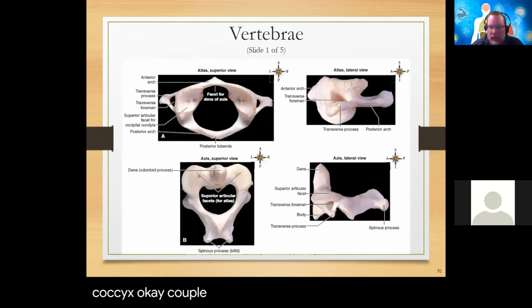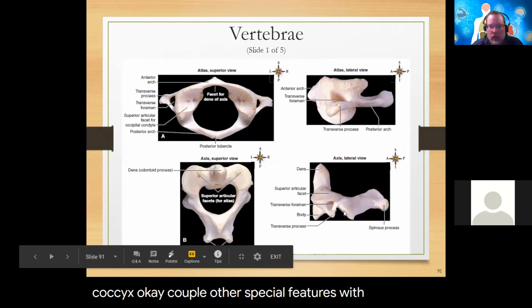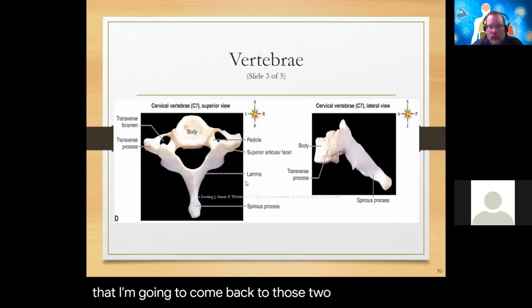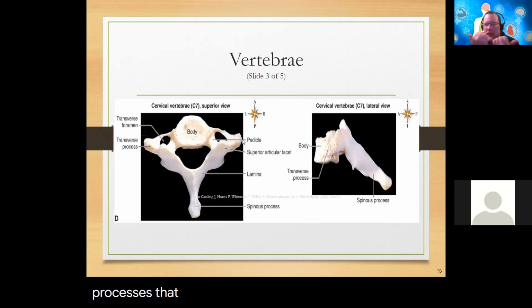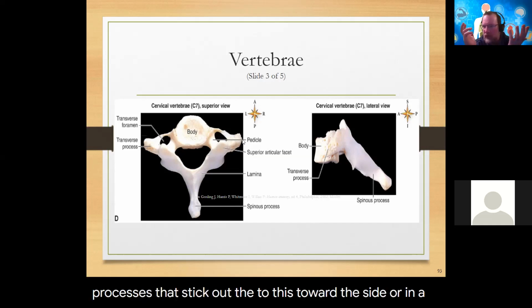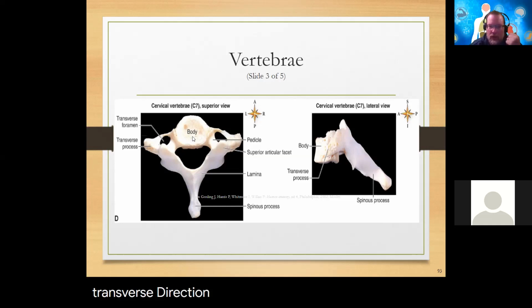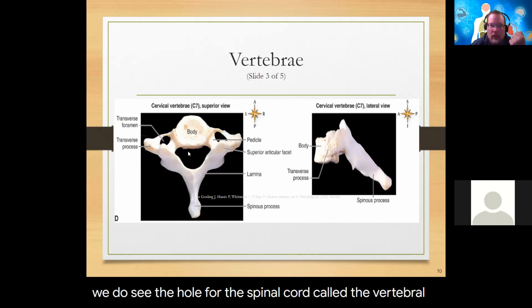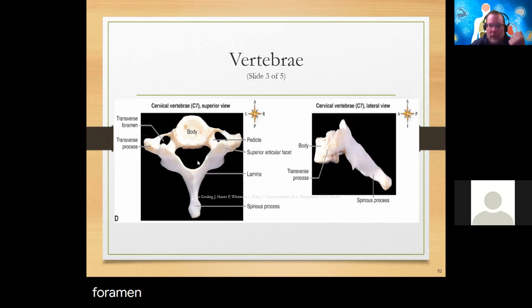Okay, a couple other special features with vertebrae that I'm going to come back to too. Vertebrae are generally going to have a spine, what we call a spinous process. They're also going to have transverse processes that stick out toward the side, in a transverse direction. They're also going to have a body. That's where the intervertebral discs are going to sit. And then we do see the hole for the spinal cord called the vertebral foramen.